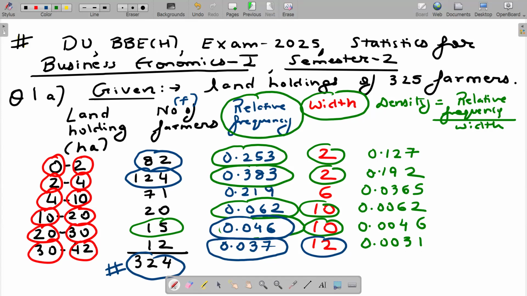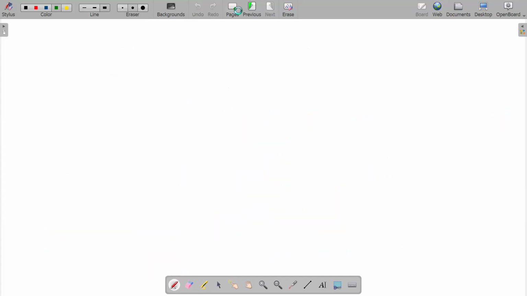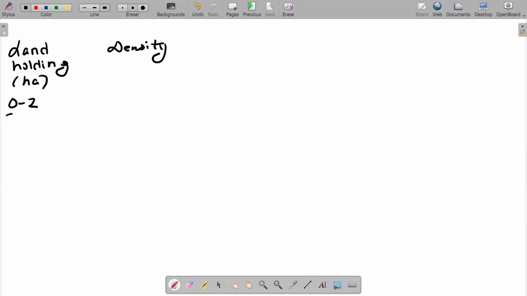Now I have to plot the land holdings and the densities. So now I'm erasing everything off, but only writing the land holdings and the densities, maybe on the next page, so that it's easy for me to plot them in a histogram. Land holdings are 0 to 2, 2 to 4, 4 to 10, 10 to 20, 20 to 30, 30 to 42.